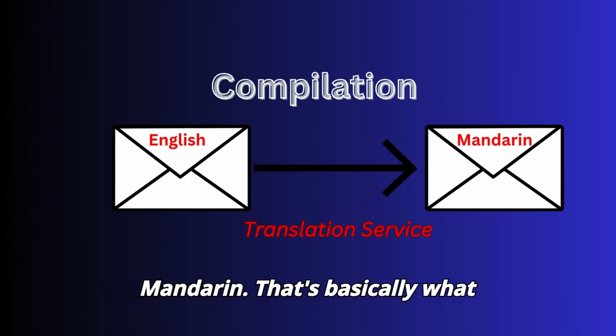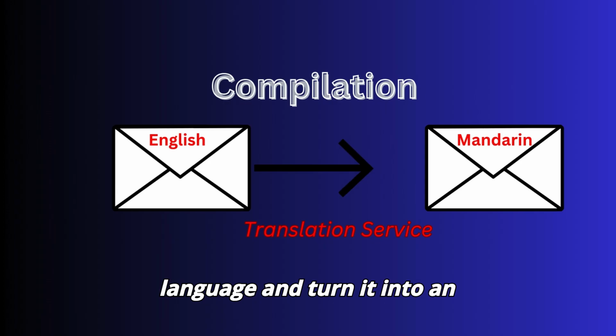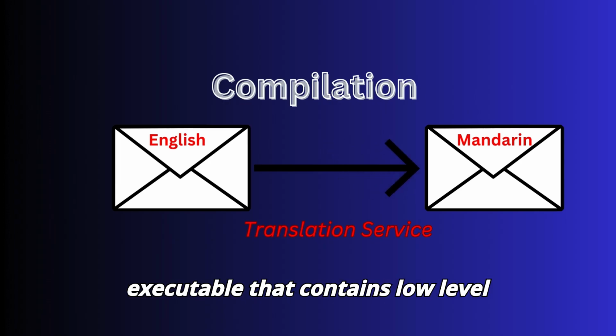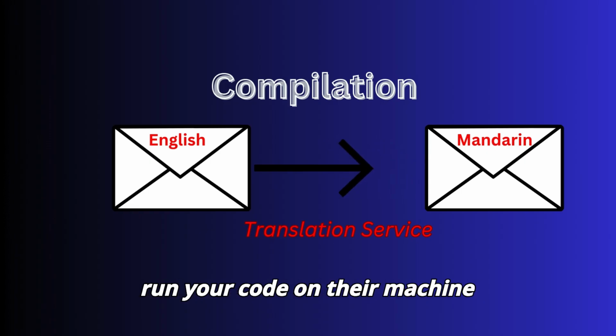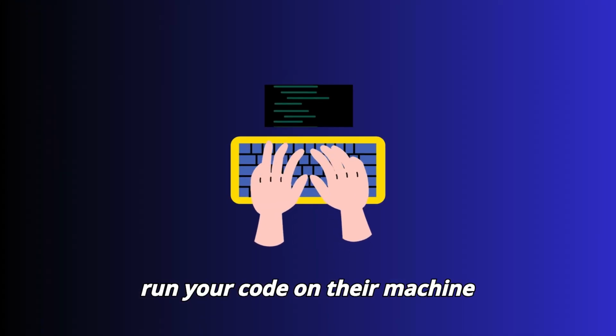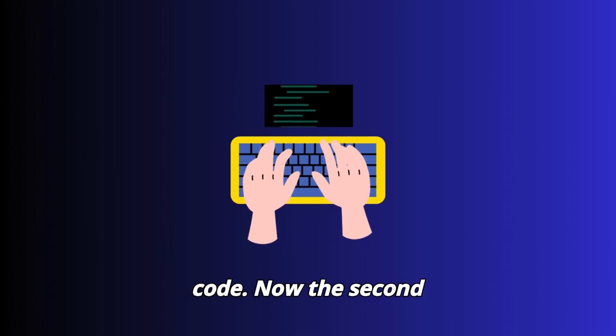That's basically what compilers do. They take your high-level programming language and turn it into an executable that contains low-level machine code. This way, users can run your code on their machine without ever needing your original source code.